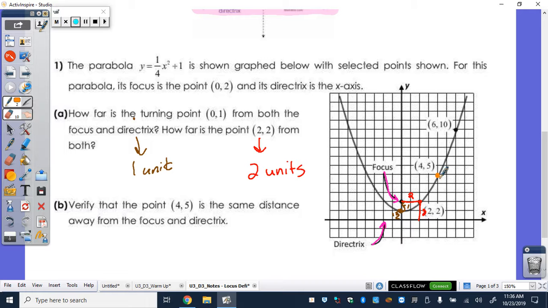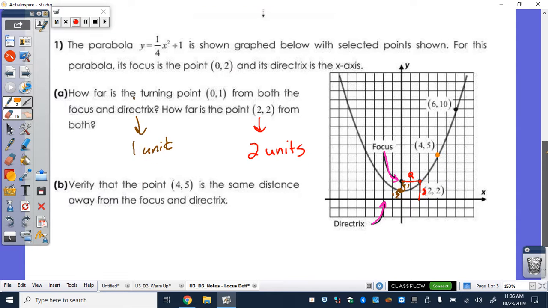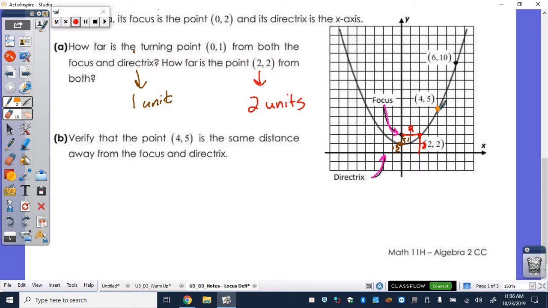So let's take a look at the point (4, 5). And we're going to show that it is the same distance from the focus and the directrix. The easier one to do is that directrix. How far away is that point from the line? 5, because we could just count 1, 2, 3, 4, 5. So that's 5 units away there.